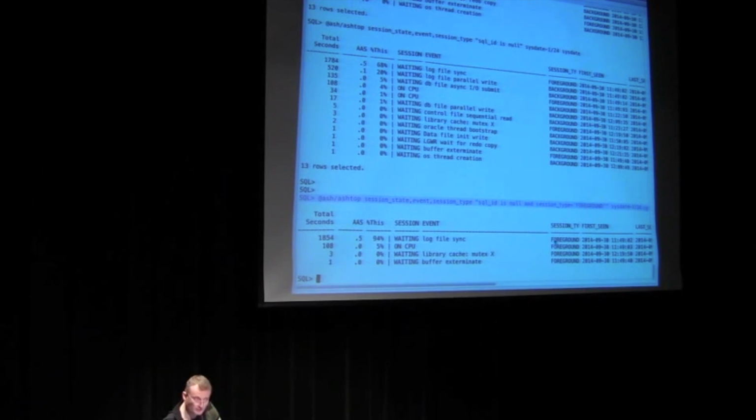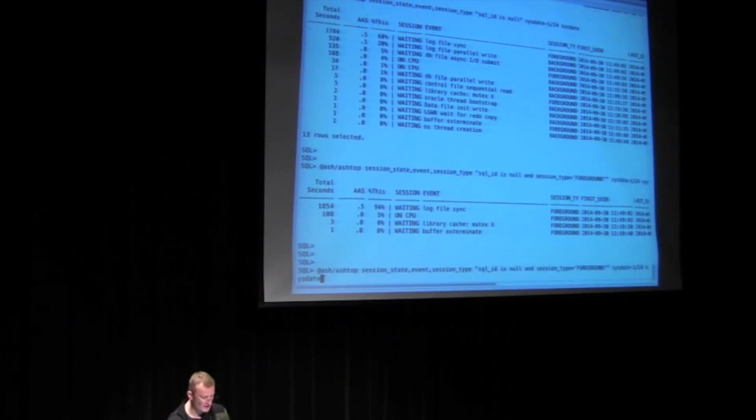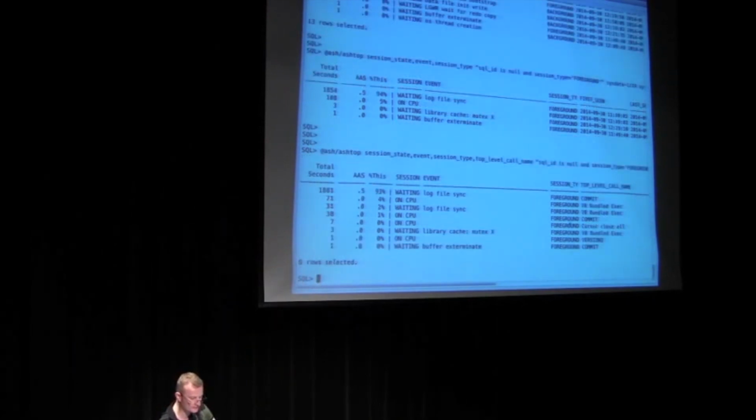You see, we have regular foreground processes who still have SQL ID null, but who are doing something. So let's see if we can drill down deeper. ASH has a column called top level call name in 11g. You see, some of these activities here, we didn't have a SQL ID, but some of these wait events are here because we have issued a commit, but we did not send a SQL statement commit to the database. We actually did a direct OPI commit.